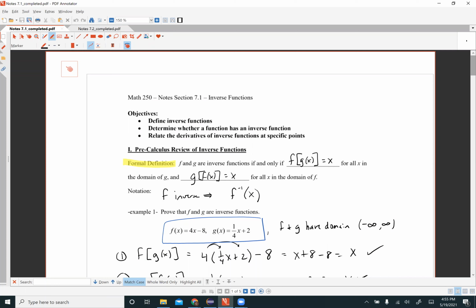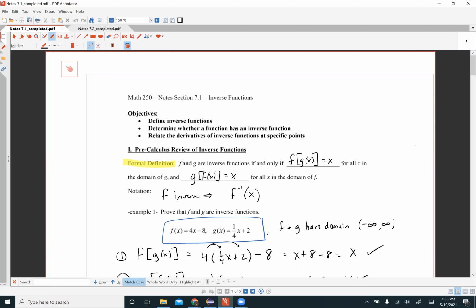So basically, let's say f is a function, and it takes x and maps to some unique value y. The inverse function basically undoes what f does. So if f of x equals y, and g is the inverse, then g of y equals x.